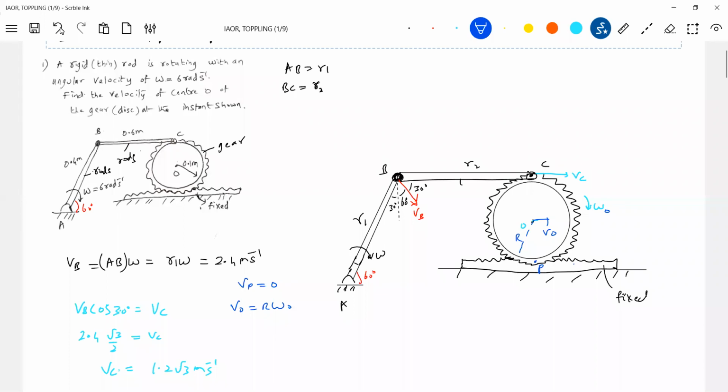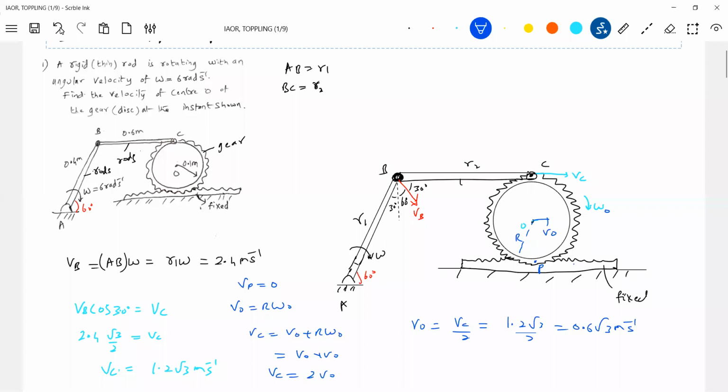Okay, now we are asking for V naught, no? As it is pure rolling, the velocity of point C should be V naught plus R omega naught, and V naught equals R omega naught. So V naught and V naught, this will be 2 V naught. So what is the velocity of point 2? Vc by 2. What is the Vc value? We know this one: 1.2 root 3 by 2.